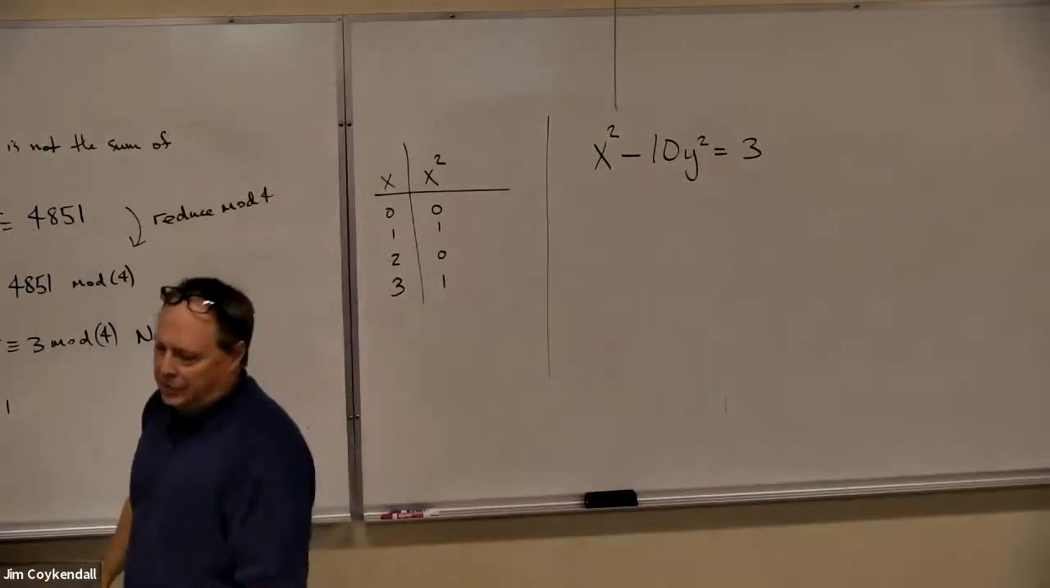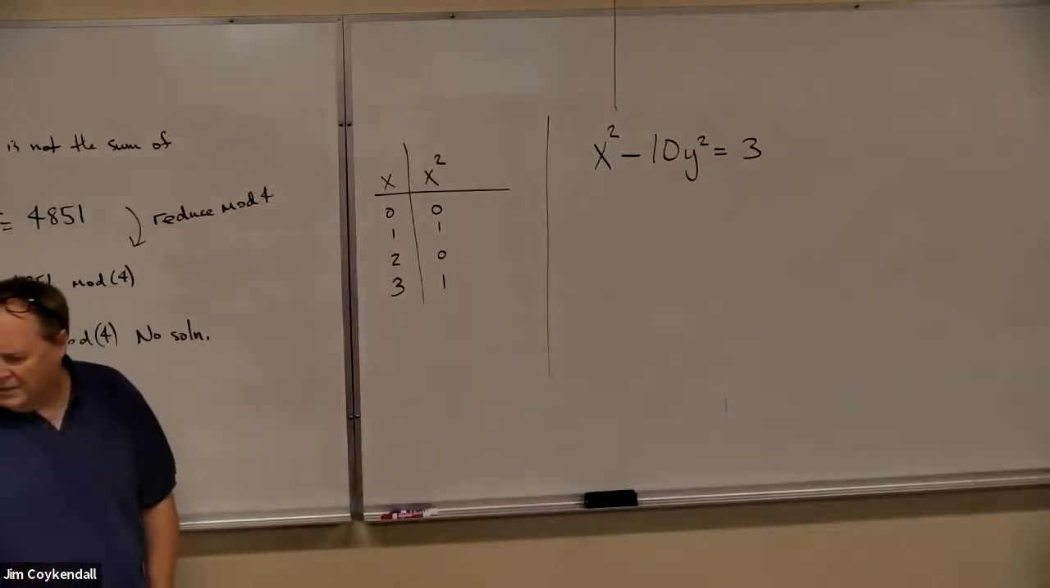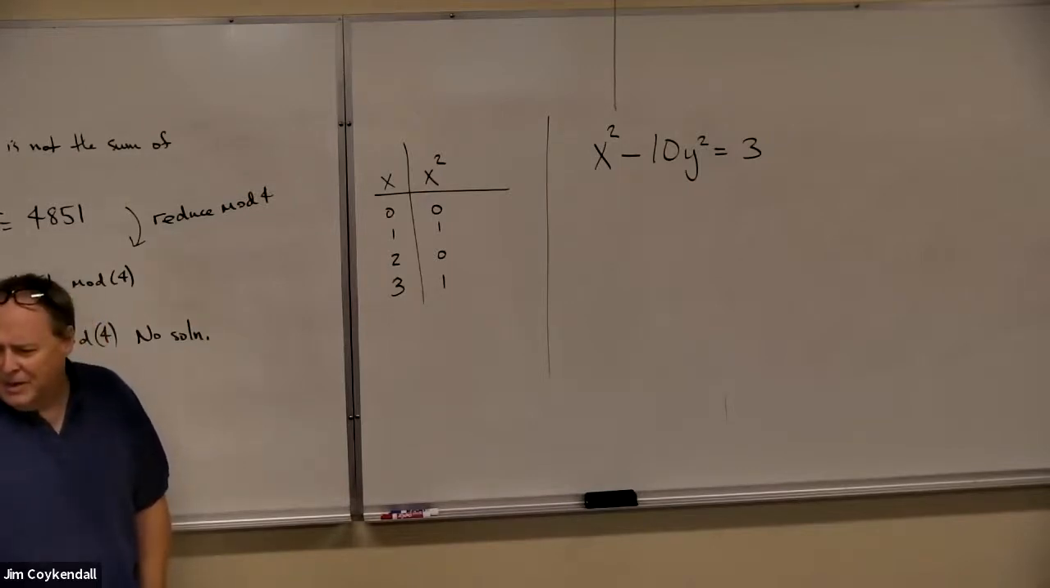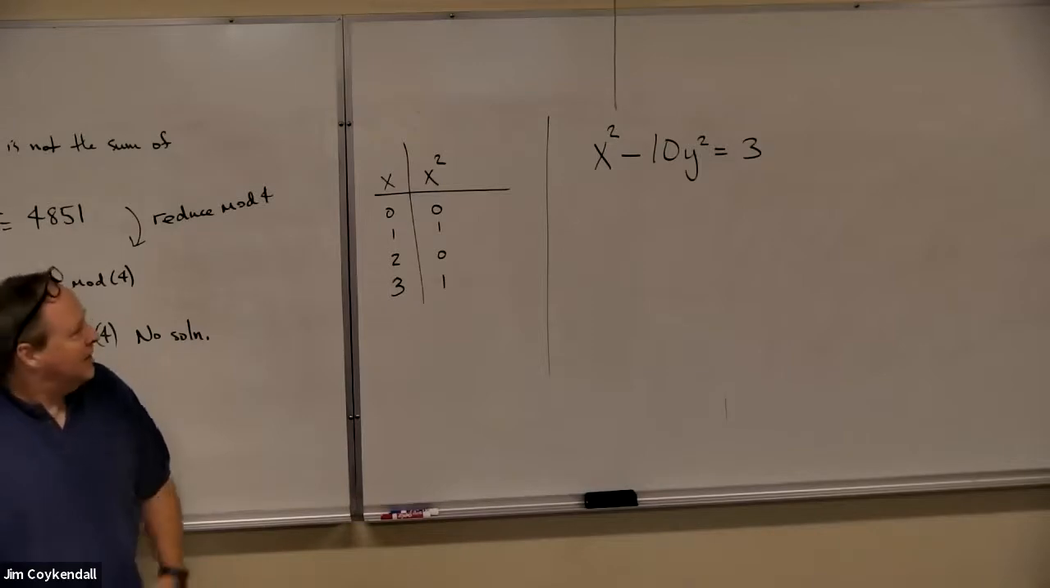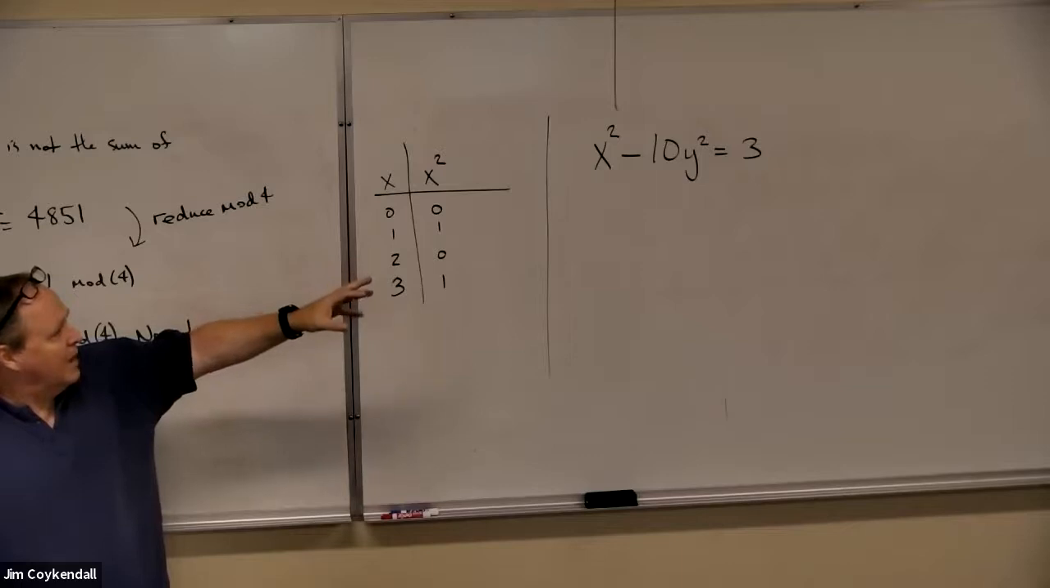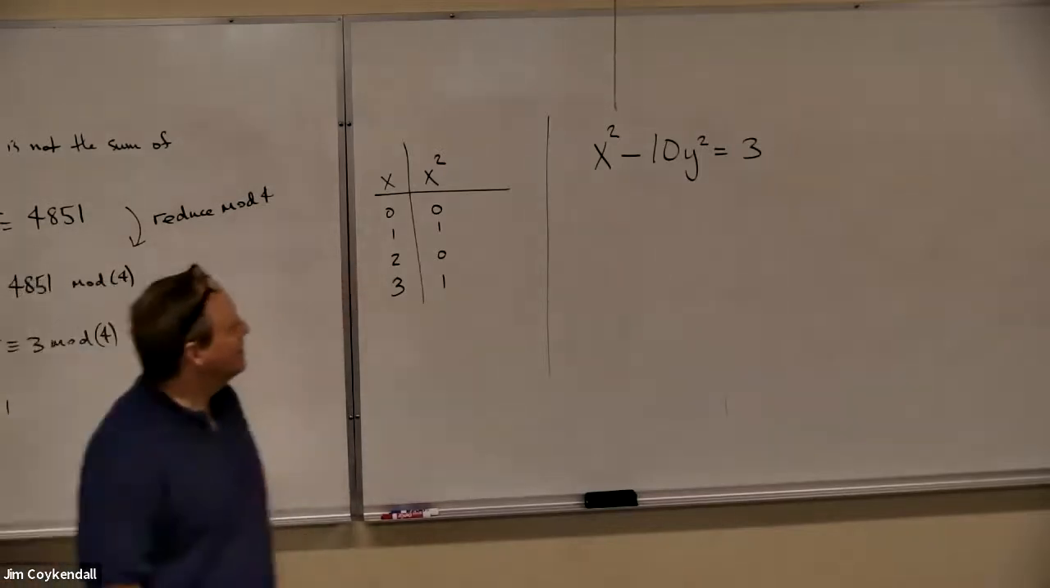Does this have any solutions? It's hard to tell, isn't it? Right? I want to square something minus 10 times another square. Can I make that balance to 3? It's not clear, because maybe I'd square some big number X and then square a smaller number, a little bit, Y, and maybe it works out, maybe not.